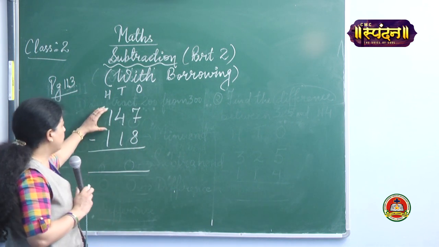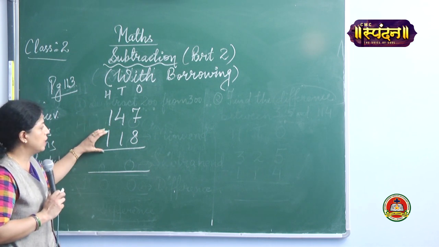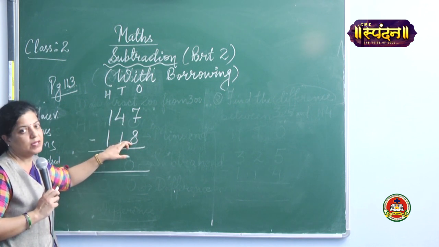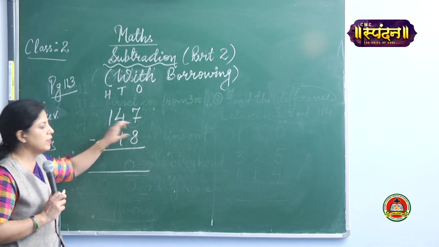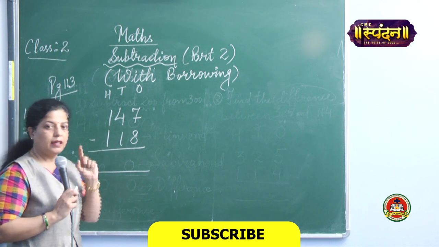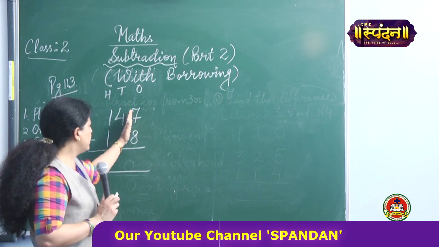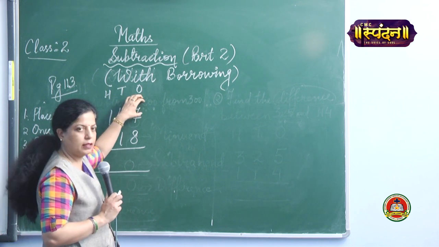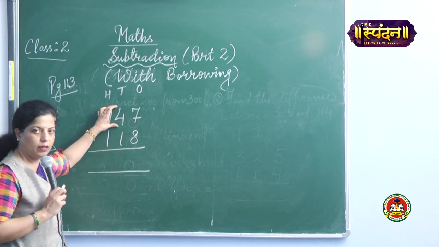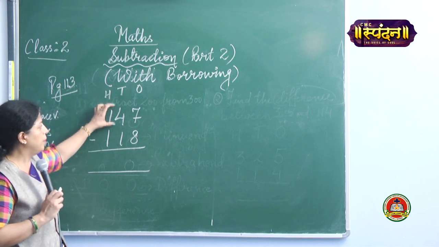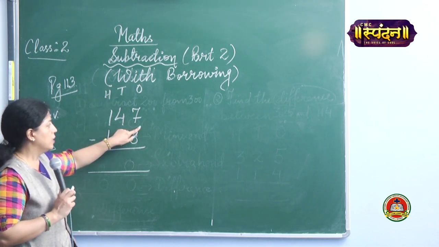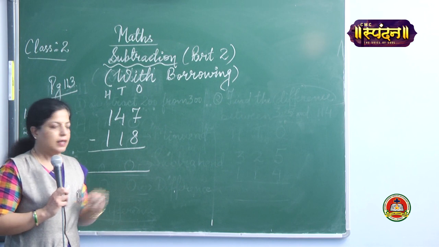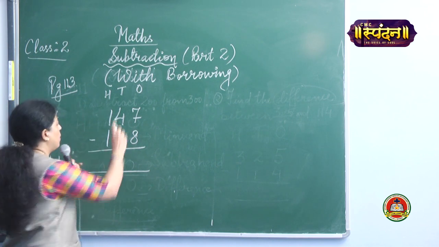Same way, we have written it correctly. 147 is bigger than 118, but when I start the first step, it is not possible to subtract 8 from 7. Why? Because 8 is bigger and 7 is smaller. Then I'll do borrowing. This ones place number will borrow 1 ten from the neighboring 4 tens. The number 4, which is written at the tens place, this 7 will borrow 1 ten from it. Okay? If it takes 1 ten, I'll mark it with this sign.